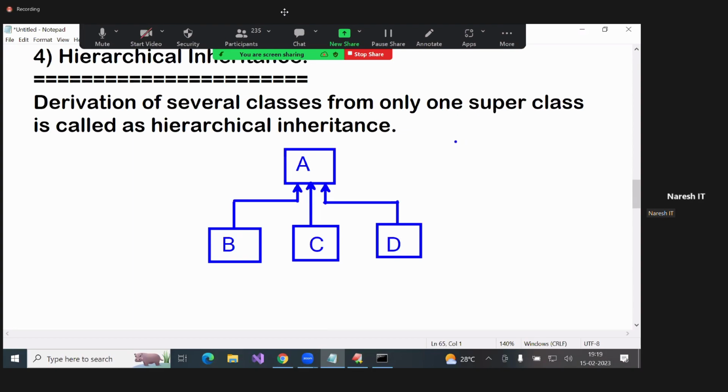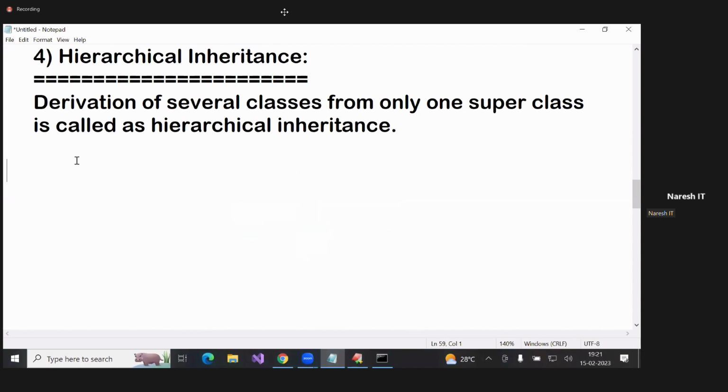Is it over? Say one superclass, one subclass is there, single. More than one superclass is there, multiple. More than one level is there, multi-level. More than one subclass is there, hierarchical. Okay. Next, multi-path inheritance.